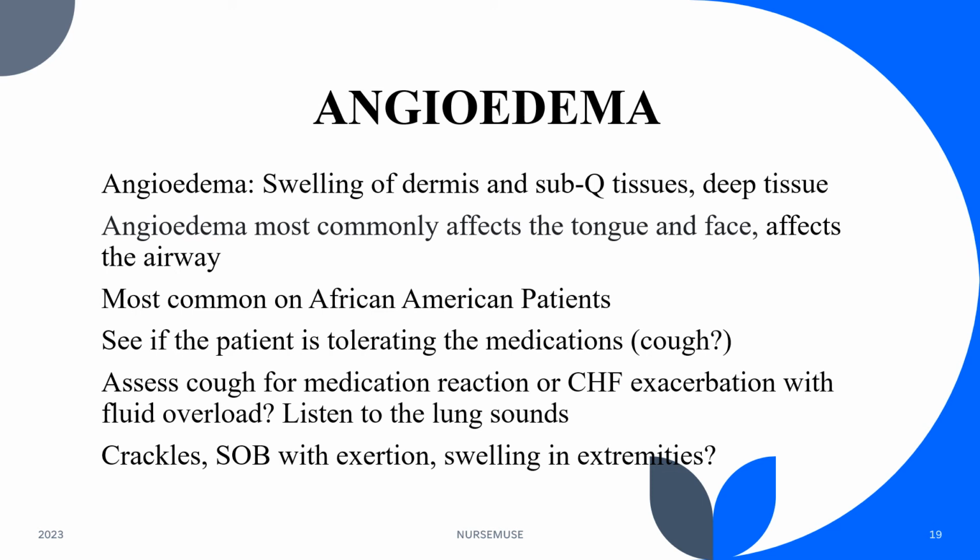And then one assessment that we need to really make sure of, if we're suspecting that the patient is having an exacerbation of CHF, of course, we need to assess for fluid overload. So we're going to listen to the lungs. We're going to be listening for any crackles. We're going to be watching for any shortness of breath upon exertion. We're going to be looking for any swelling in the extremities. So with the dry hacking cough, you should not see any of these signs. But if your patient is complaining of coughing, they're on an ACE inhibitor, and they have a history of CHF, you need to really be ruling out an exacerbation of CHF.